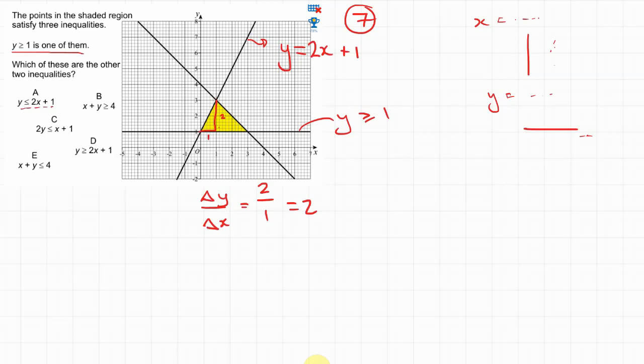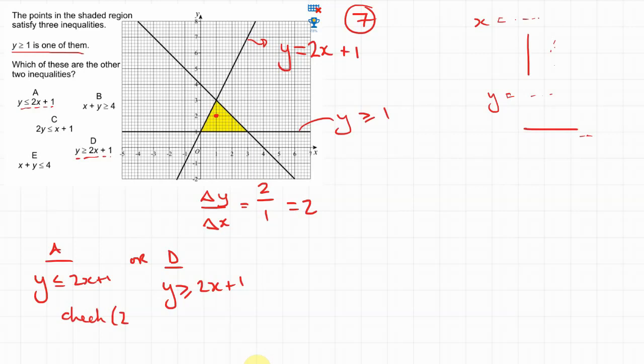We've got two options here. It could be either of them. This is where we go and test a coordinate to see which one works. So let's test a coordinate in here. I know the coordinate 1, 2 works. So we've either got it as A like this, or D like that. So let's test the coordinate 1, 2.